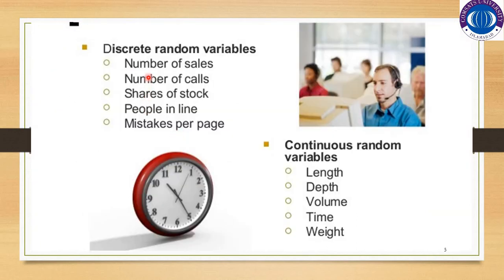For example, number of sales, number of calls, shares of stock, people in line, mistakes per page, all these things can be counted. These are countable things. Length, depth, volume, time, weight, all these things are not countable. All these things can be measured in a given interval of time.